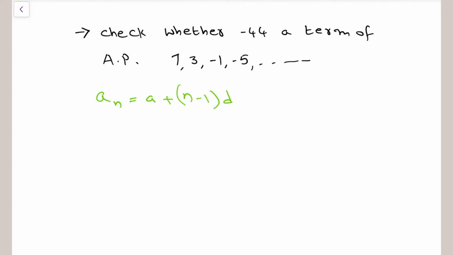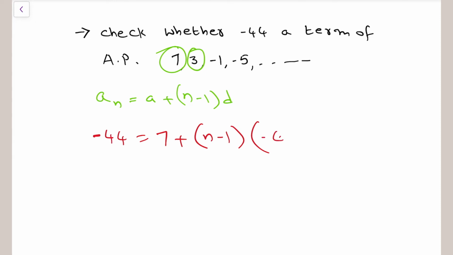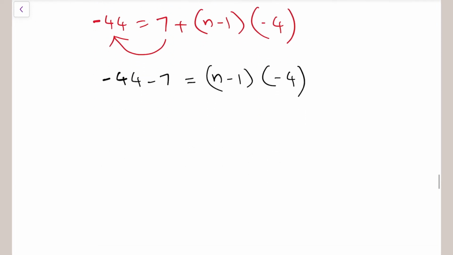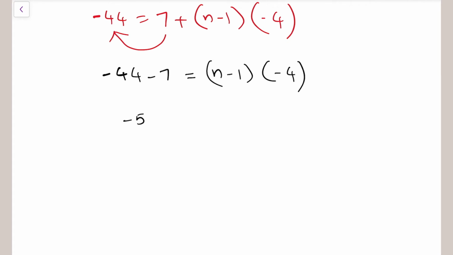So an is the number which they are asking, minus 44, which is equal to a, the first term of the progression 7, plus n, the value we need to find out, into d, the common difference, that is second term minus first term. Here the second term is 3 and the first term is 7. 3 minus 7 is minus 4. Let us simplify this. I am taking 7 to the other side, then it will become minus 7. So minus 44 minus 7 equals n minus 1 into minus 4. Minus 44 minus 7 is minus 51, equals n minus 1 into minus 4.